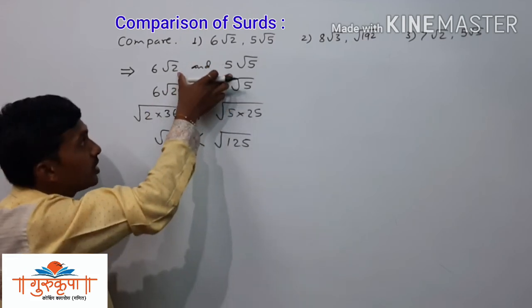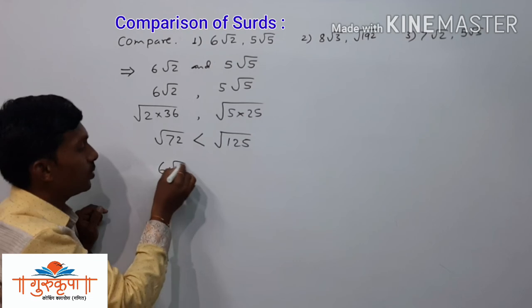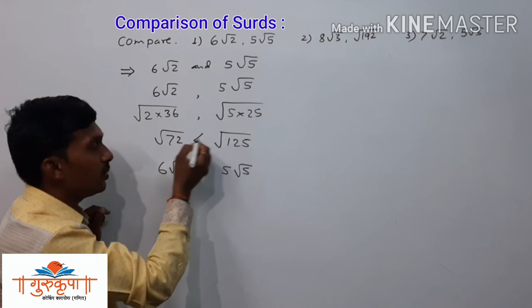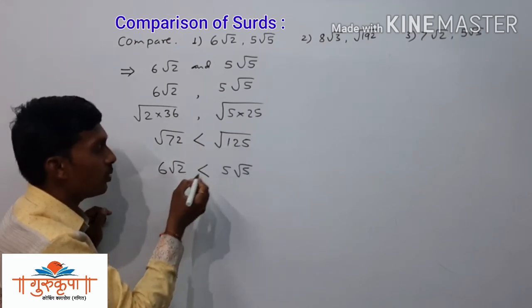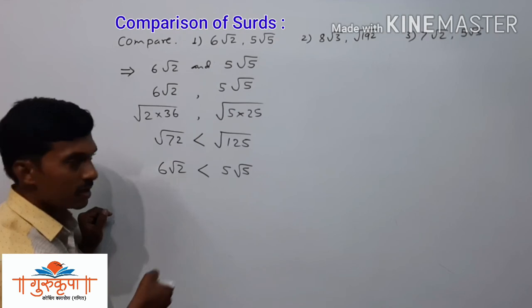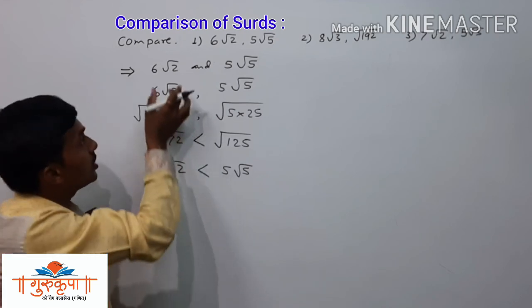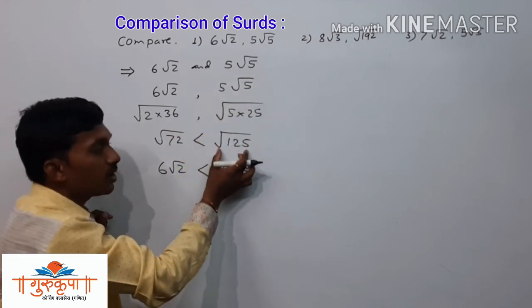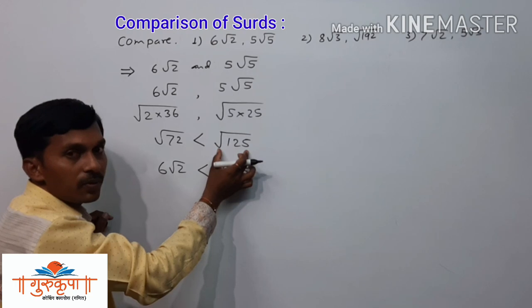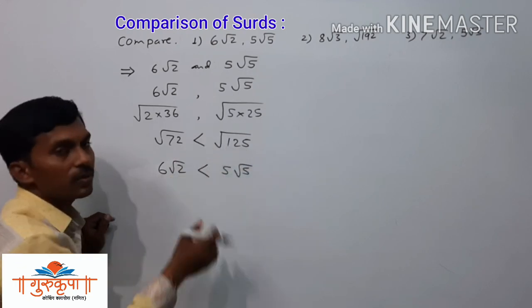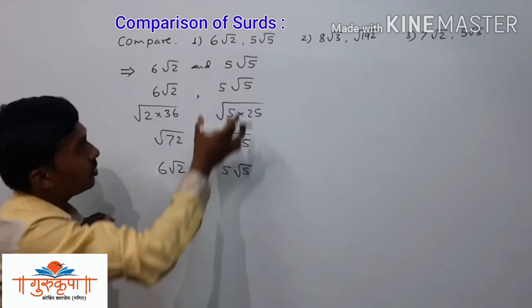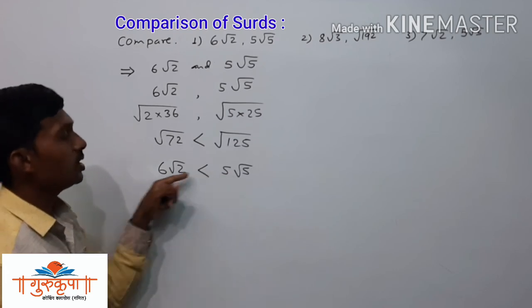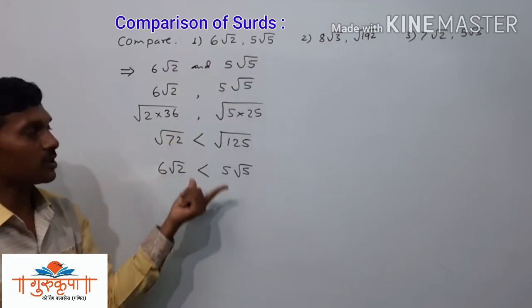So we can write these given two numbers here as it is, that is 6 root 2 and 5 root 5. And whatever the sign is between these two numbers, same sign we have to put here. See, this 6 root 2 is converted into root 72, and 5 root 5 is converted into root 125, and here the bigger one is square root of 125. So right side surd is greater and left side surd is smaller. So this is the comparison of these two surds.